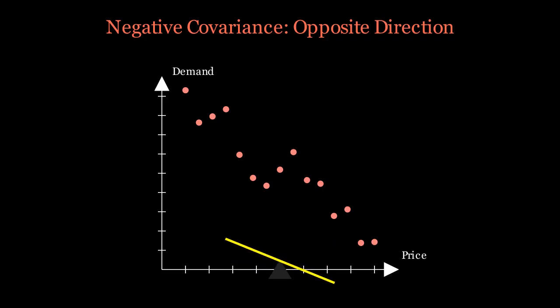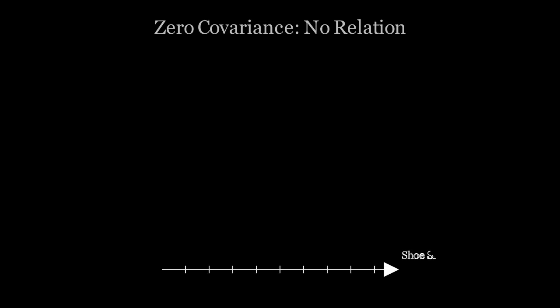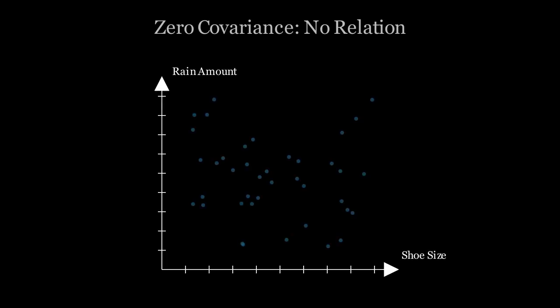On the flip side, consider the relationship between price of a product and number of sales. Usually, as the price goes up, the number of sales goes down. When one variable goes up and the other goes down, we call this negative covariance. It indicates an inverse relationship, like a seesaw where one side rises while the other falls.